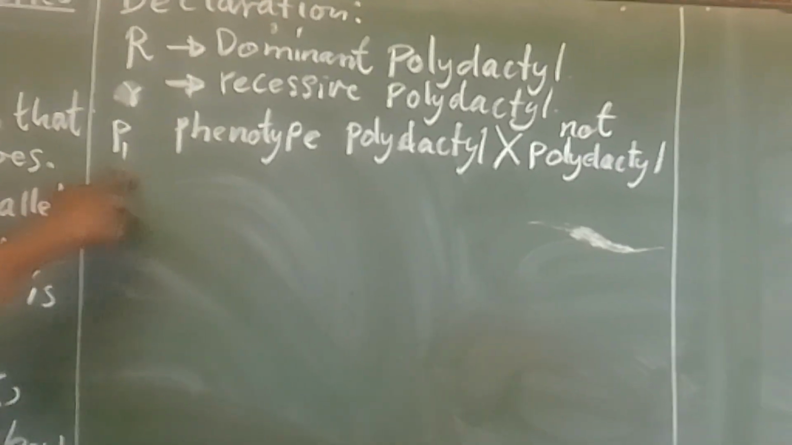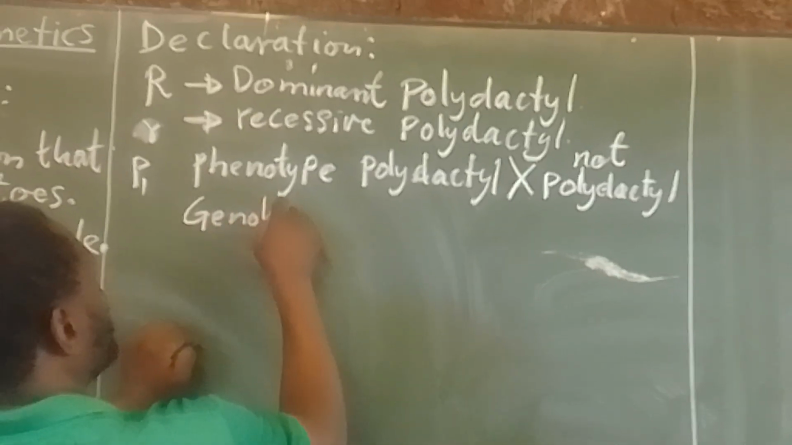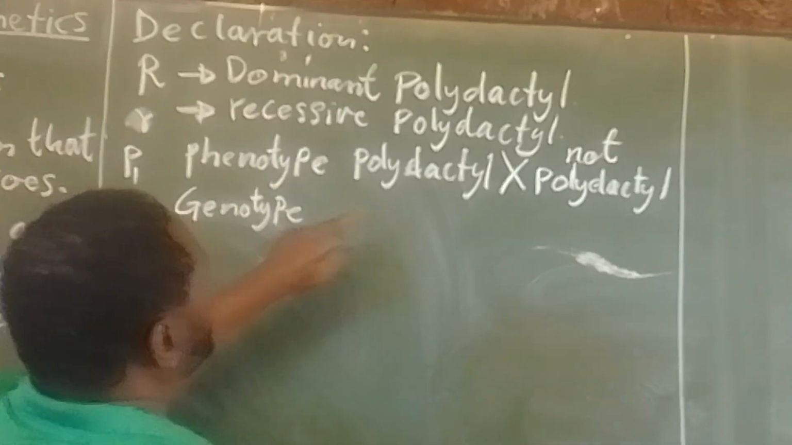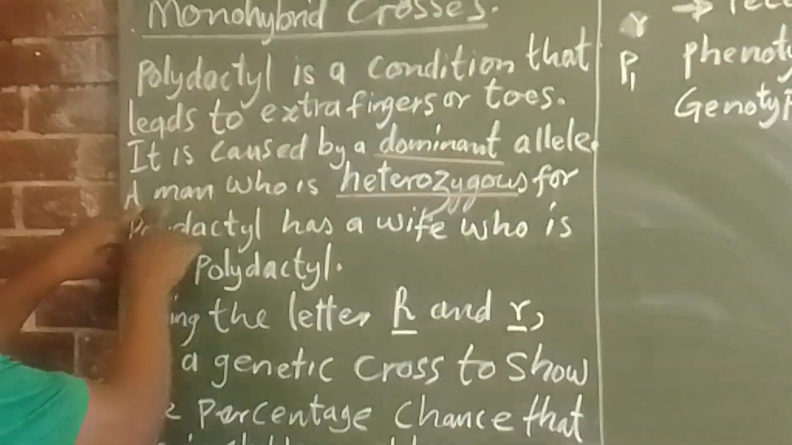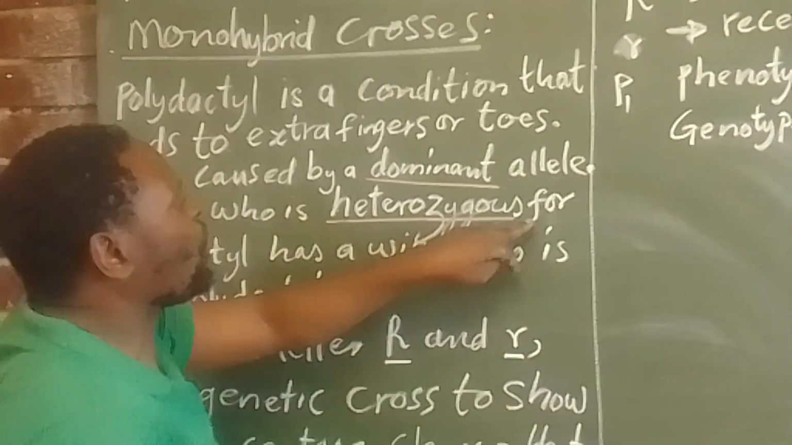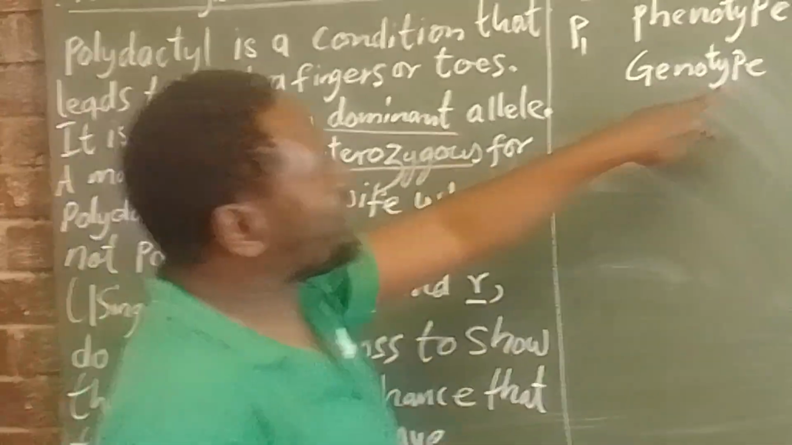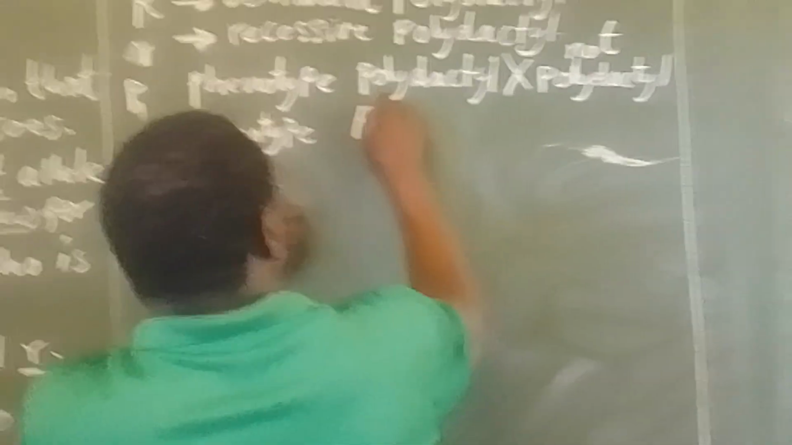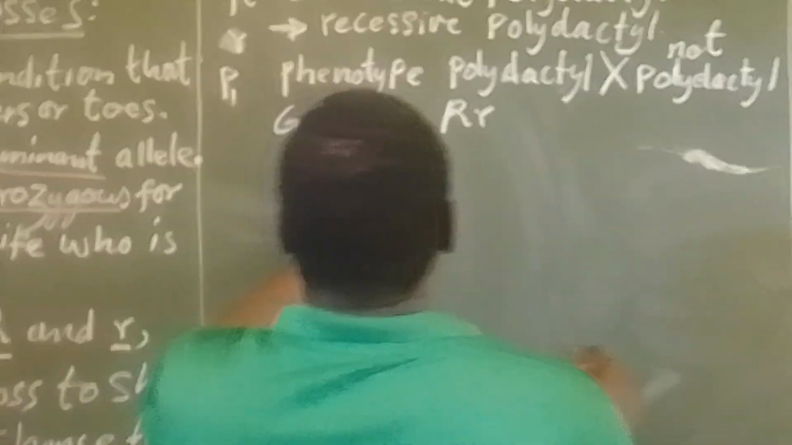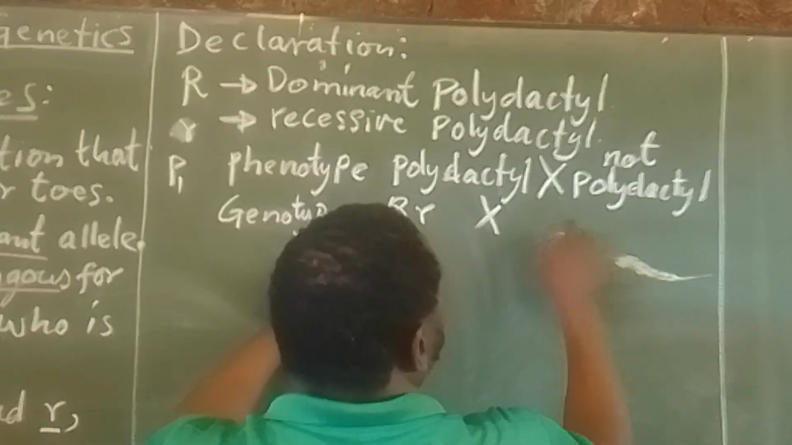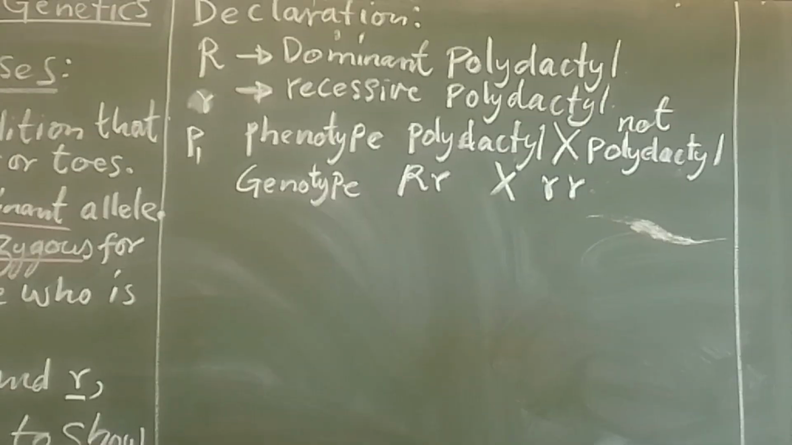The genotype for the parents. They say a man who is heterozygous for polydactyly. It is heterozygous. That means it's Rr, crosses with rr. See?